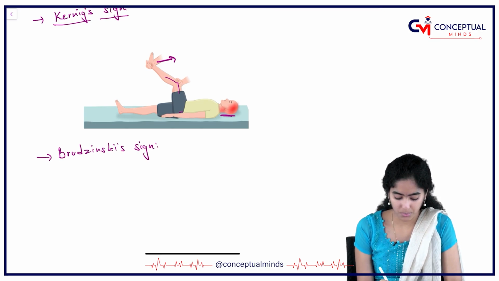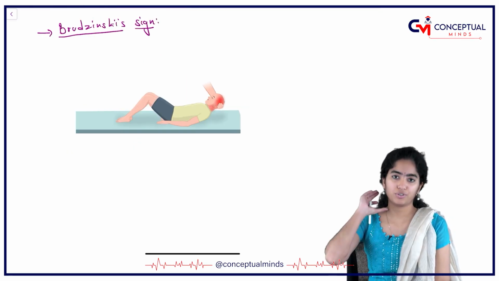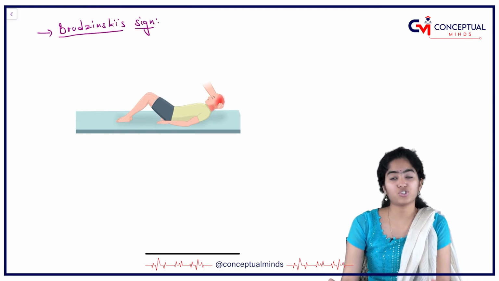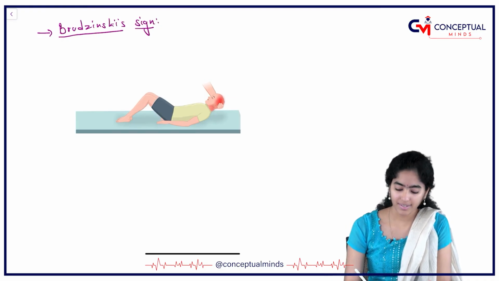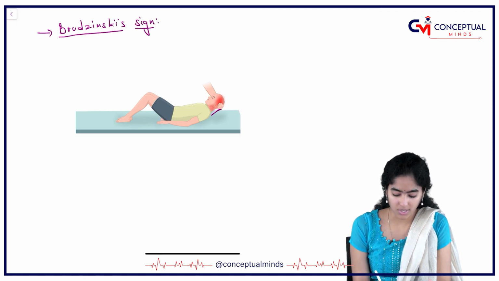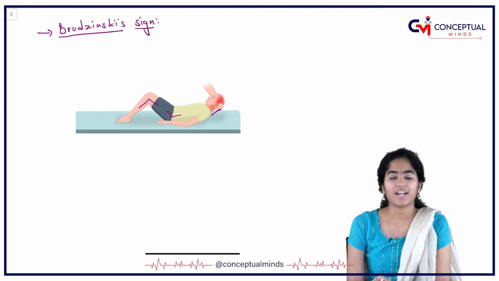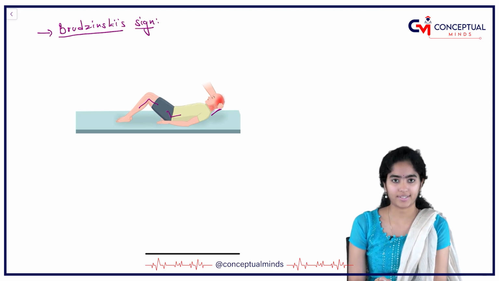Let us see what is Brudzinski's sign. In Brudzinski's sign, flexion of the neck will result in flexion of the hips and knees. Here, as you can see, the examiner is trying to flex the neck of the patient, and this is automatically causing a flexion of the hip as well as the knee. This is called Brudzinski's sign, and if Brudzinski's sign is positive, it is indicative of meningitis.